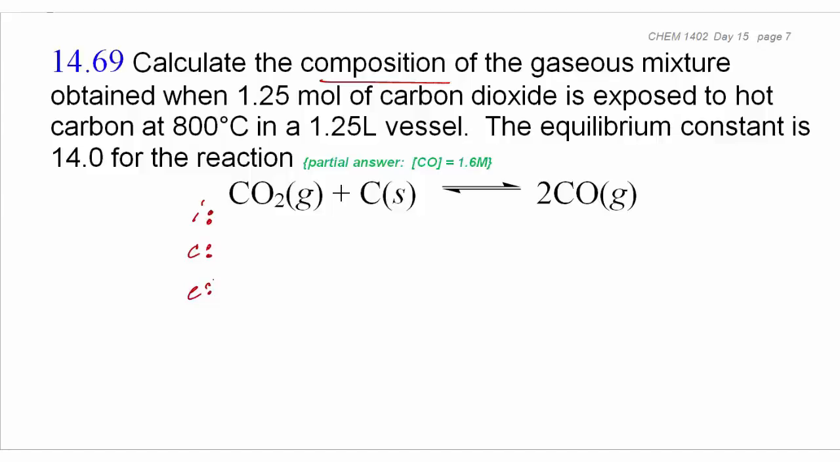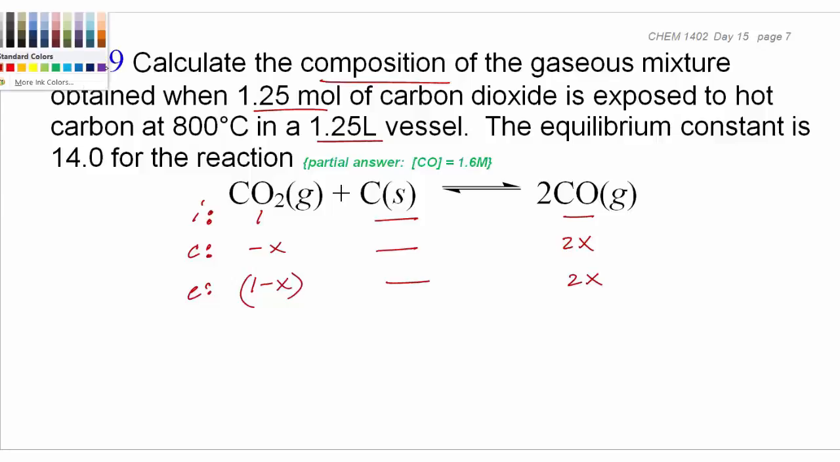So we have moles over liters. So 1.25 divided by 1.25 is just 1. Okay. Carbon, it's a solid. It doesn't show up. Right? So just draw dashes all the way down. Carbon monoxide, there's none of it there initially. Okay. So the change row, minus x, 2x. So we'll have 1 minus x and 2x. Okay, so now we're ready to substitute into our Kc expression. See if we can solve for x.